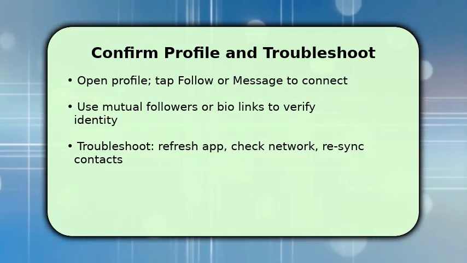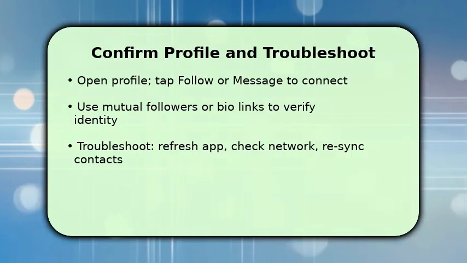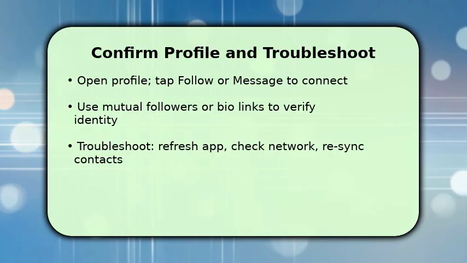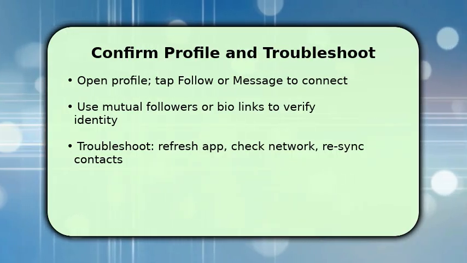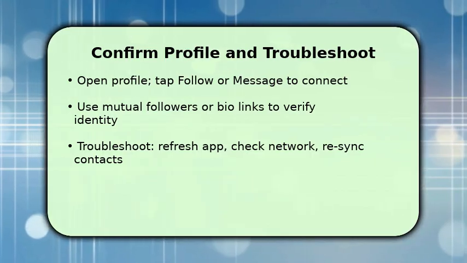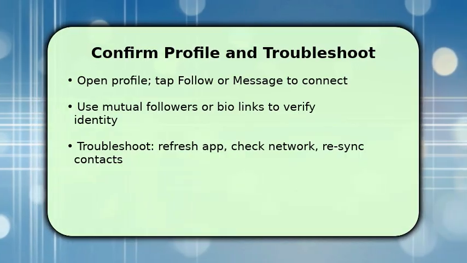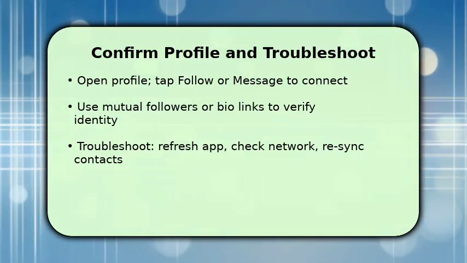If you expected a contact but can't find them, make sure their account isn't private, blocked, or using a different username. If search fails, refresh the app, toggle network or airplane mode briefly, and resync contacts in settings. These steps resolve most syncing and indexing issues quickly, so try them before assuming the account doesn't exist.